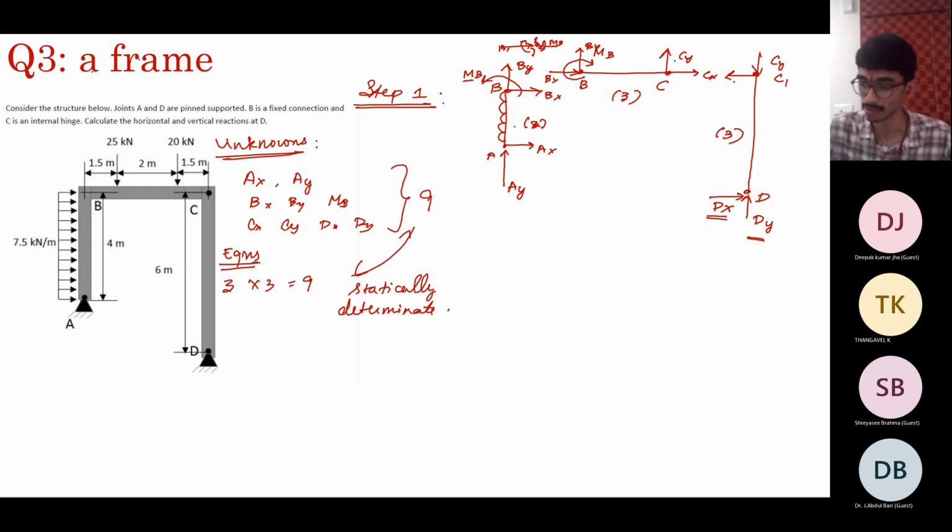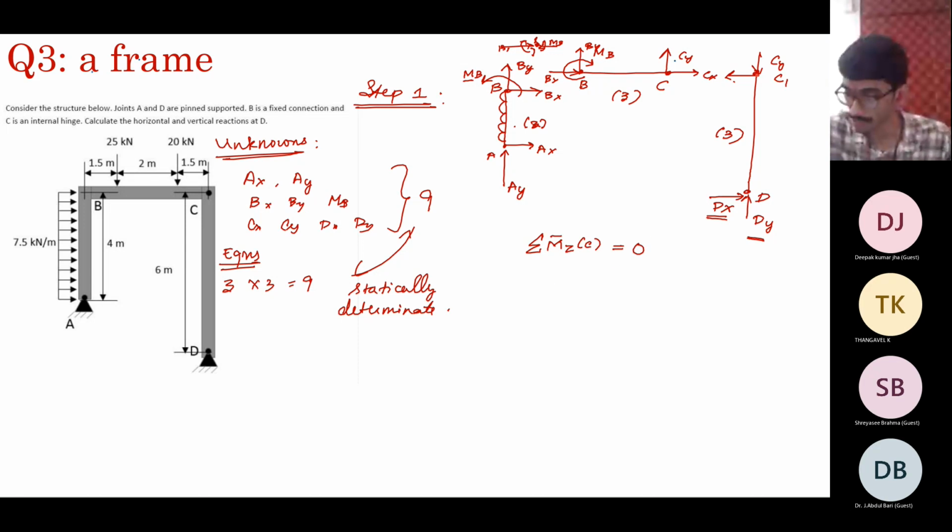So let us solve the problem. Consider the member CD, and you take moments about the point C. So if you take moments about the point C, the sum of all moments in the z direction about the point C equals 0. If you enforce this, what do you get?